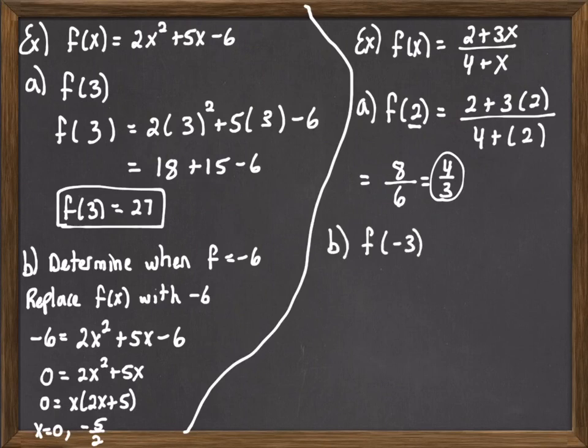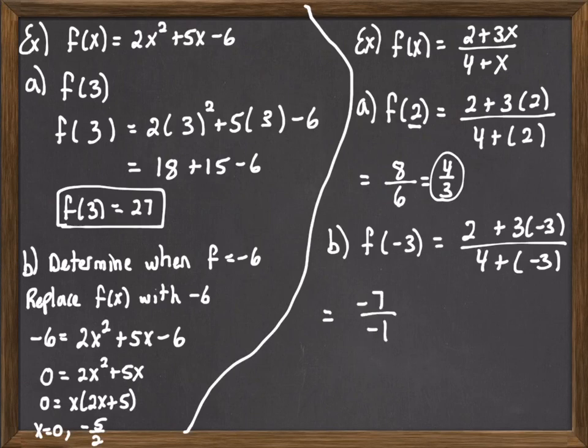Okay, as another example, let's say we want to do f of negative 3. Again, write it down so that the variable has been replaced by blanks, and then for every one of those blanks, just plug in your x value, in this case negative 3. Okay, so we get 2 plus 3 times negative 3 over 4 plus negative 3. The numerator, 2 plus 3 times negative 3 would be 2 minus 9, would be negative 7.